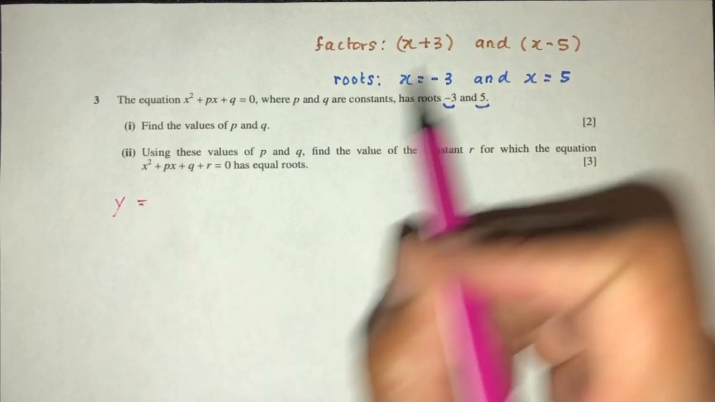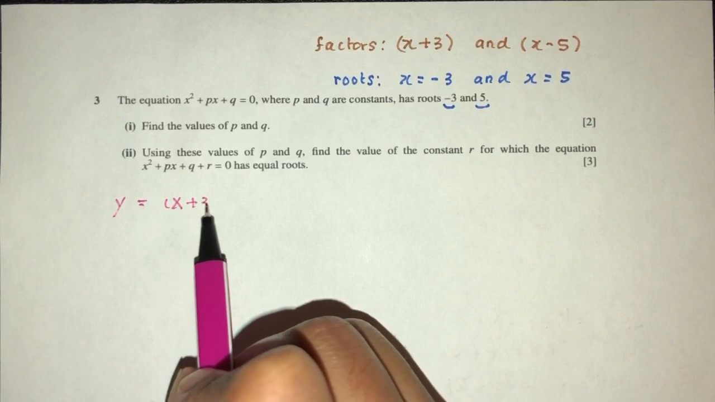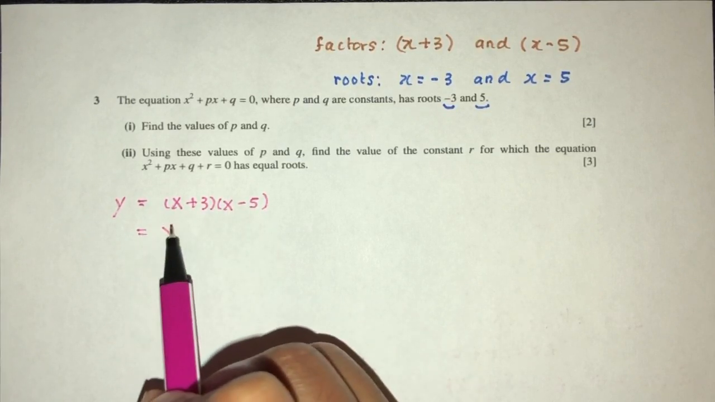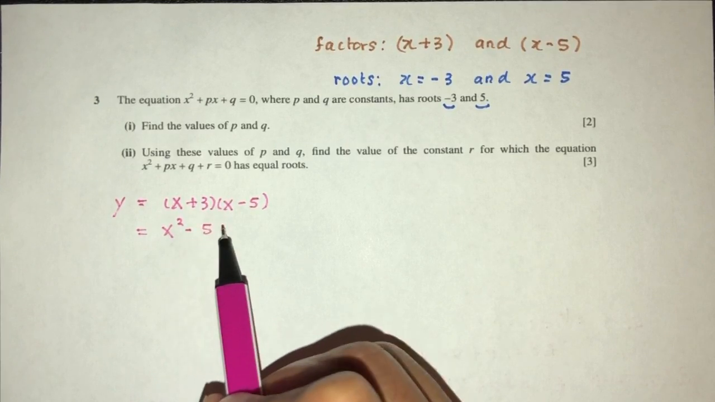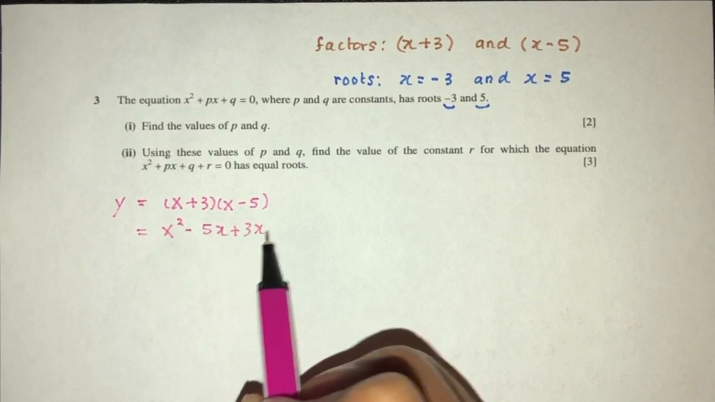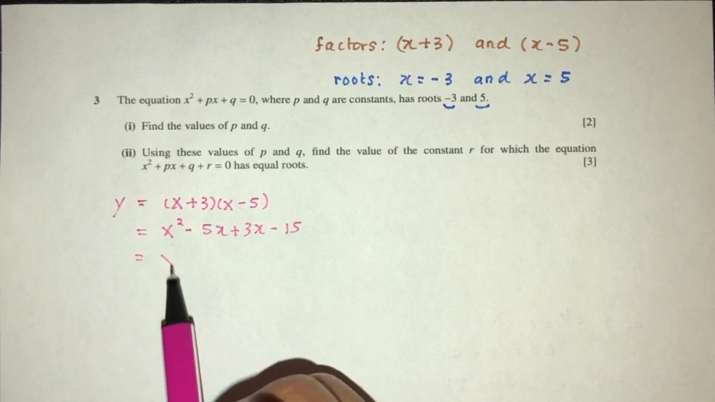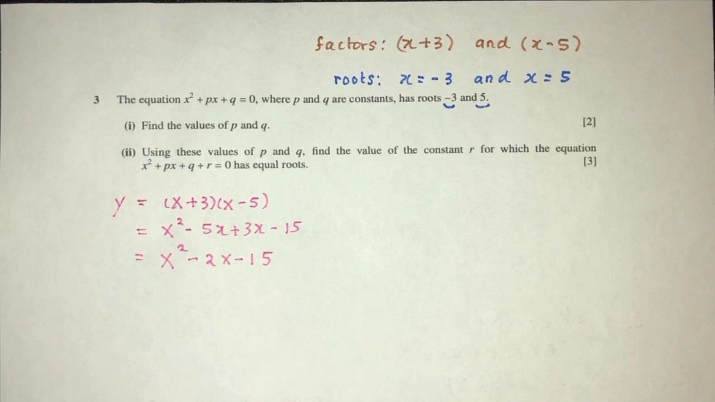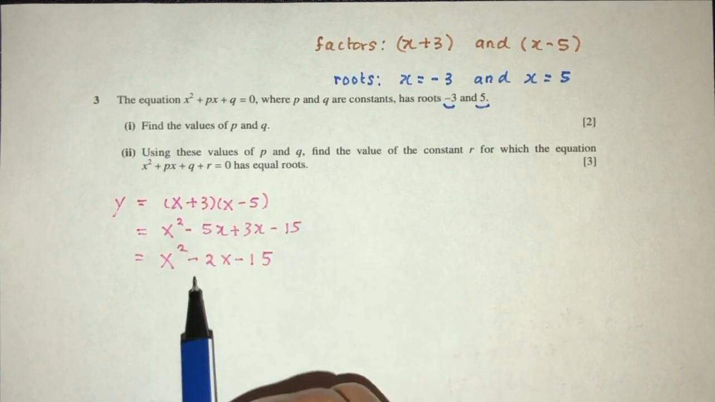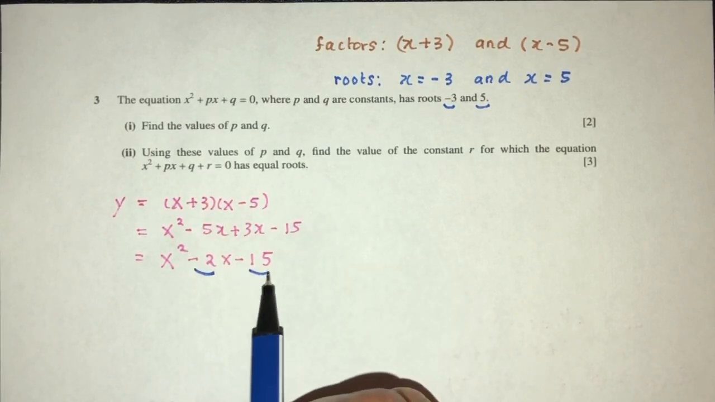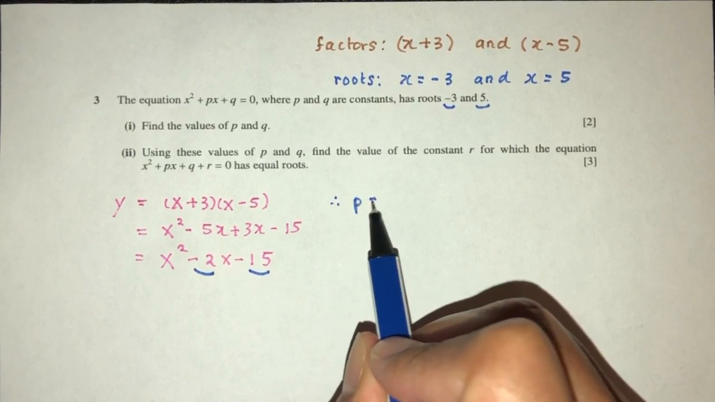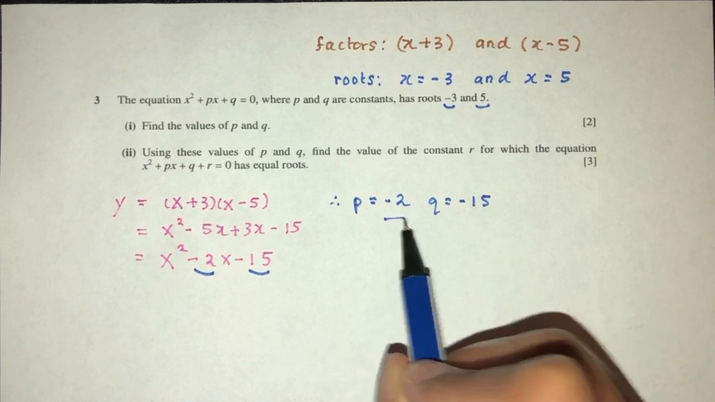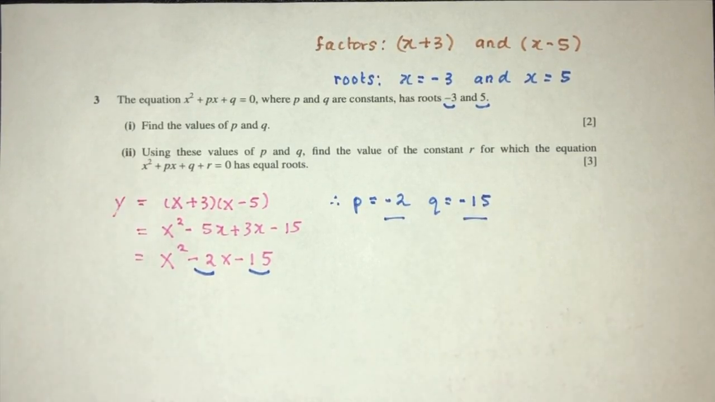Let y equal to (x + 3)(x - 5). Now we can expand. That will give you x squared minus 5x plus 3x minus 15, and that will give you x squared minus 2x minus 15. Okay, great. By comparison, you can see this will be p and that will be q. So p will be minus 2 and q will be minus 15. That will be the values of p and q.